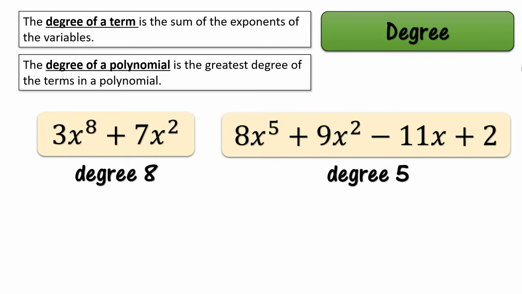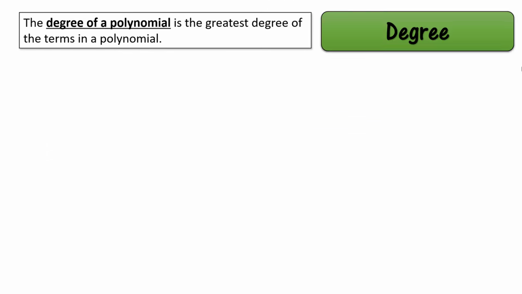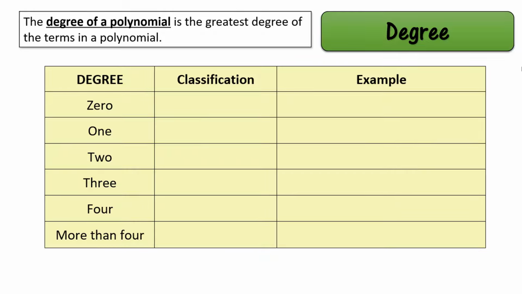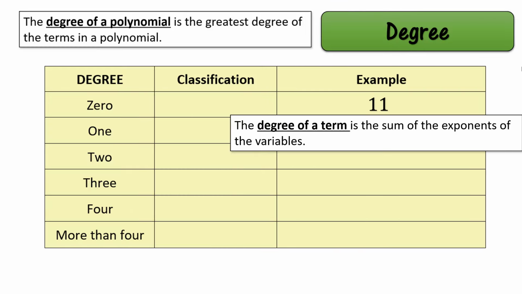Now that you have a grasp of the degree of a polynomial, we're ready to classify them. This time, I'll organize our vocabulary in a table. I think you may find some familiar terms here. Let's look at a polynomial with degree 0. Remember that the degree of a term is the sum of the exponents of the variable in a term. Since 11 does not contain a variable, the degree is 0. Here's another way to look at it.